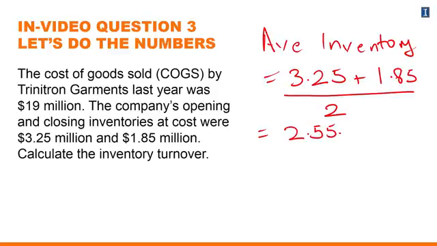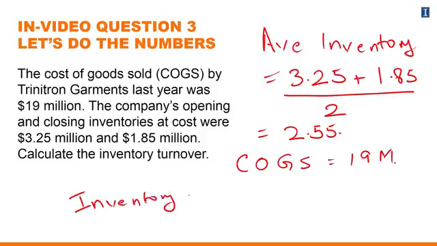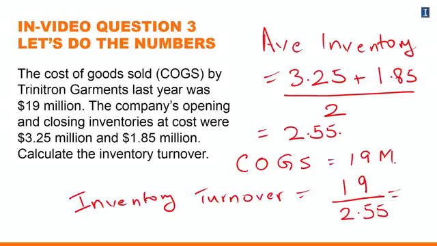Next, we need their cost of goods sold, and we have that given to us as 19 million. So the inventory turnover ratio is going to be based on the cost of goods sold of 19 million, and you divide that by 2.55 million, and that gives us an inventory turnover ratio of 7.45.